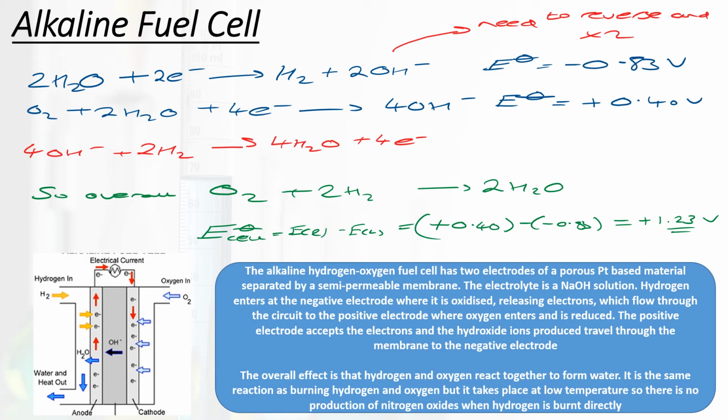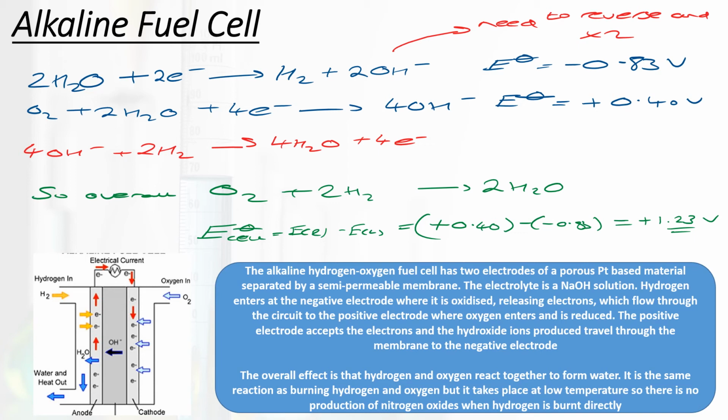And so our alkaline hydrogen-oxygen fuel cell has two electrodes of a porous platinum-based material. We need the platinum for the electrodes here because we have hydrogen gas and oxygen gas. Neither of these is a solid conducting metal, so we need to have an inert conductive metal in there for the electrode. That's our platinum. These will be separated by a semi-permeable membrane, and the electrolyte is a sodium hydroxide solution.